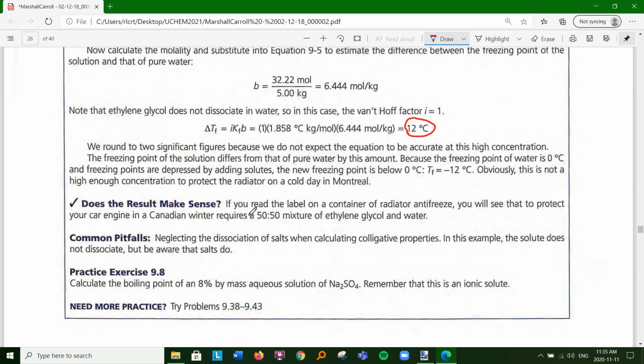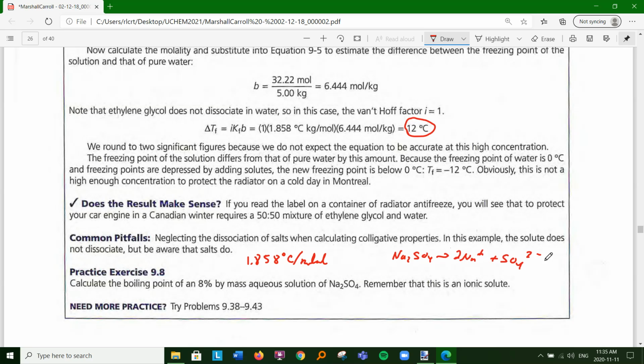So now let's try one ourselves, just to become experts on it. All right, after 2 examples, you're an expert. Calculate the boiling point of an 8% by mass aqueous solution of sodium sulfate. Remember that this is an ionic solute. Okay, so Na2SO4, 2Na plus SO4.